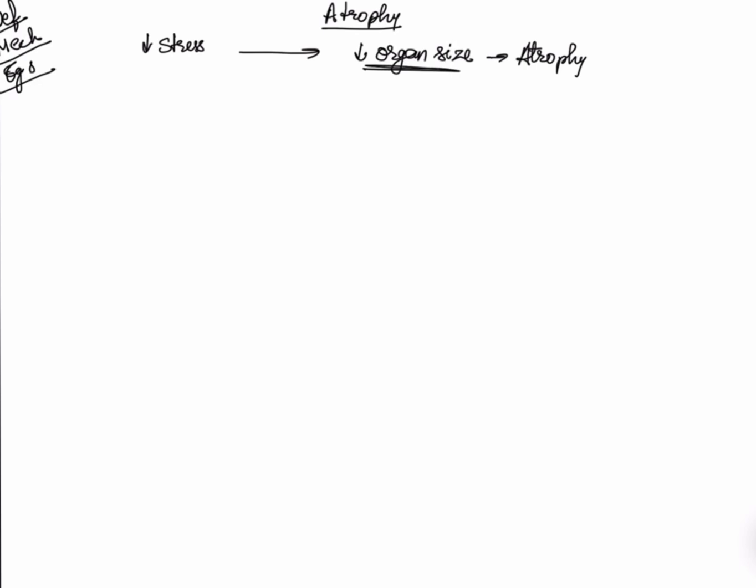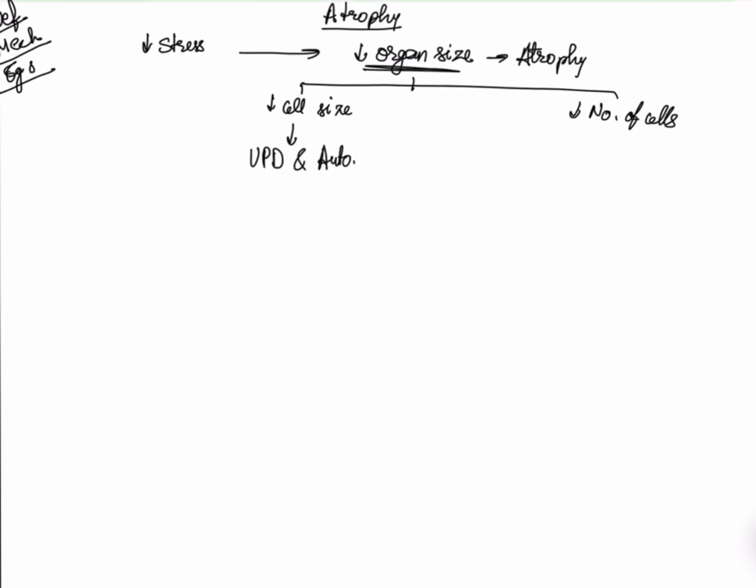Moving forward, let's see the mechanism of atrophy. Basically this decrease in organ size can occur through two methods. First is decrease in cell size and second is decrease in number of cells. Decrease in cell size occurs through ubiquitin proteasome degradation and autophagy, while the decrease in number of cells occurs through apoptosis. Apoptosis is also called programmed cell death. We will talk about apoptosis later.